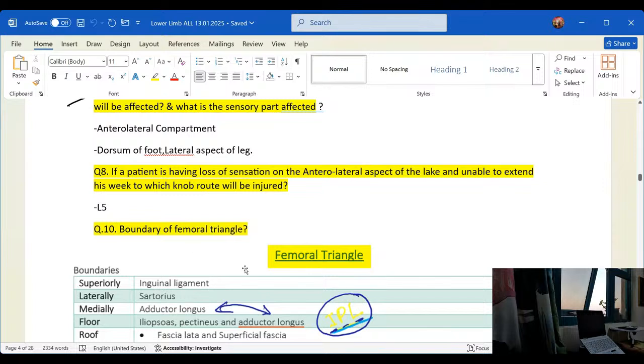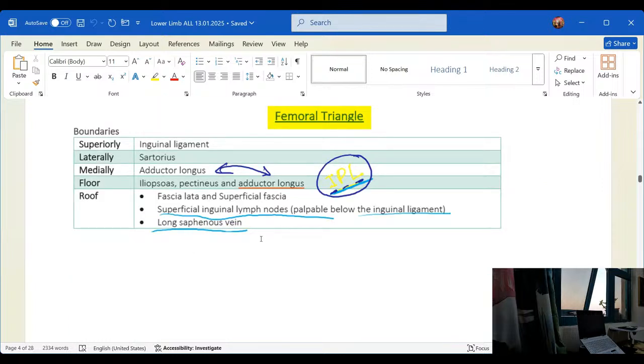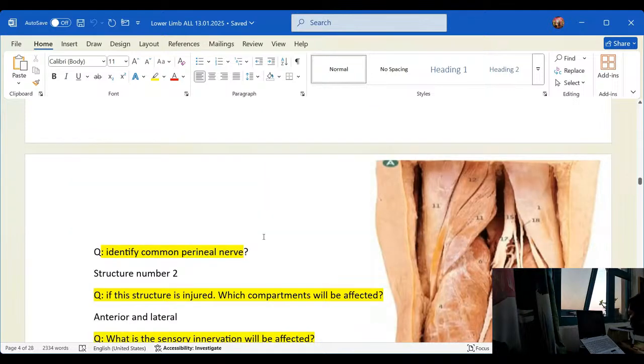Boundaries of the femoral triangle: superiorly inguinal ligament, laterally sartorius, medially adductor longus. The roof is by fascia lata, superficial fascia, superficial inguinal lymph nodes, and long saphenous vein.